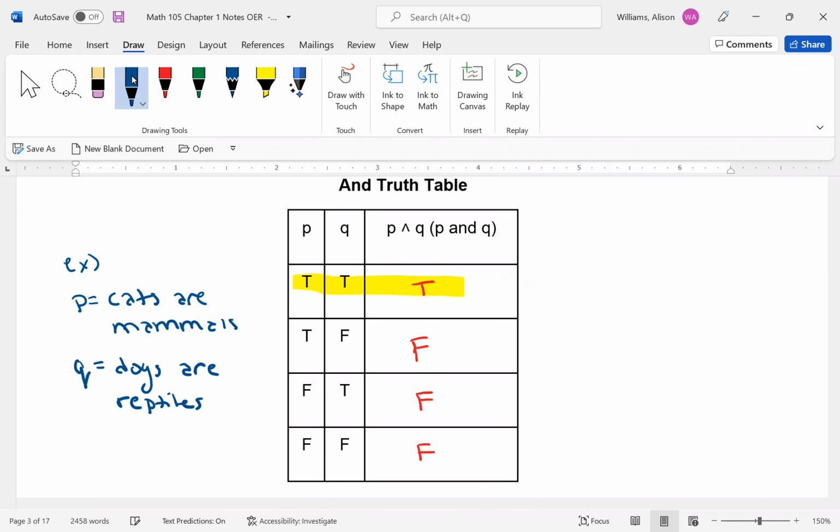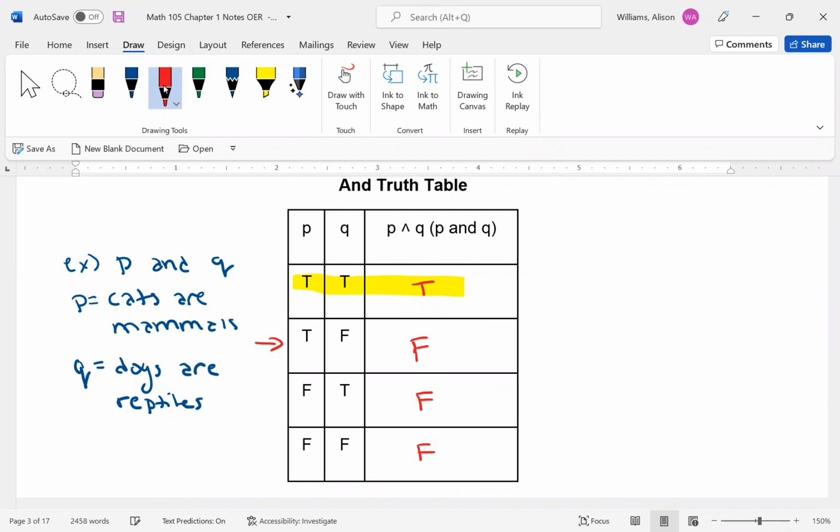Now we happen to know that the second statement is false. So if I were to use a conjunction, P and Q, and I make the statement, cats are mammals and dogs are reptiles, that statement's false simply because the last half of the statement is false. So this would be an example where P happens to be true, but Q happens to be false, so the whole statement is false when I put them together. That's how you would use the truth table.